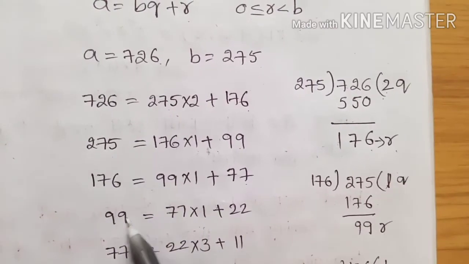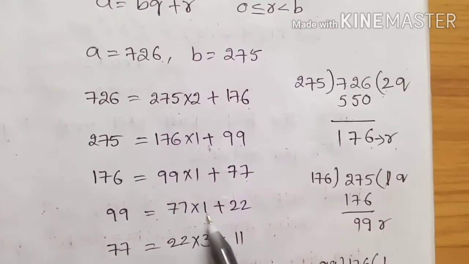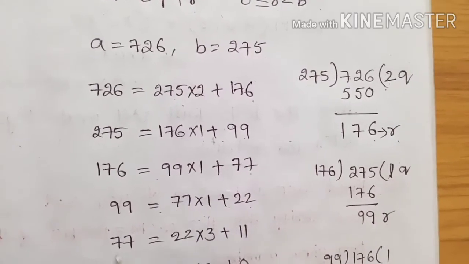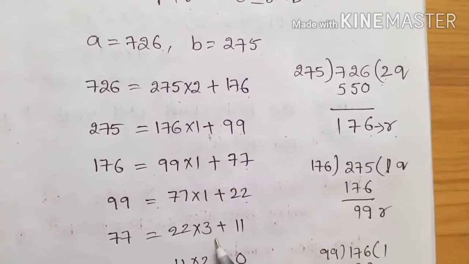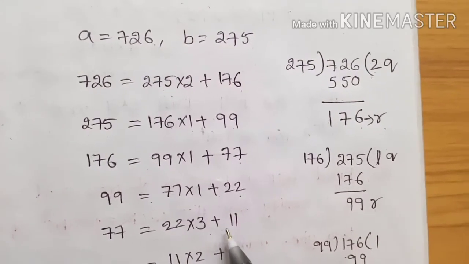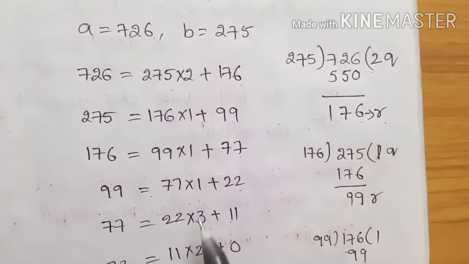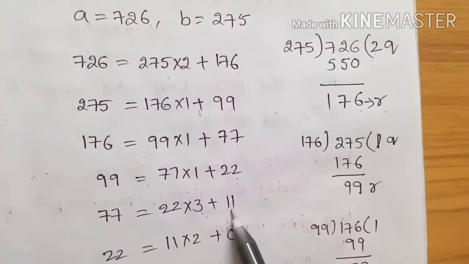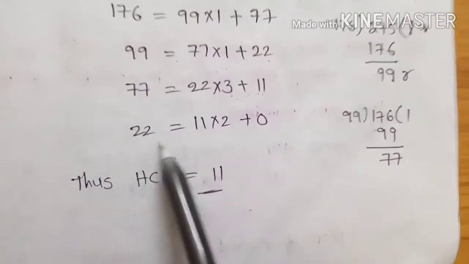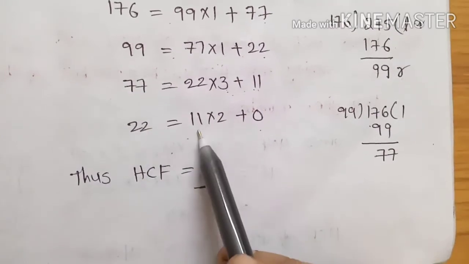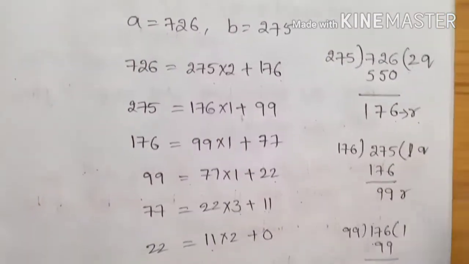Then 99 = 77 × 1 + 22. Then 77 = 22 × 3 + 11, where 3 is the quotient and 11 is the remainder. Then 22 = 11 × 2 + 0. Then HCF is equal to 11. Okay, understand this problem? Okay, next.